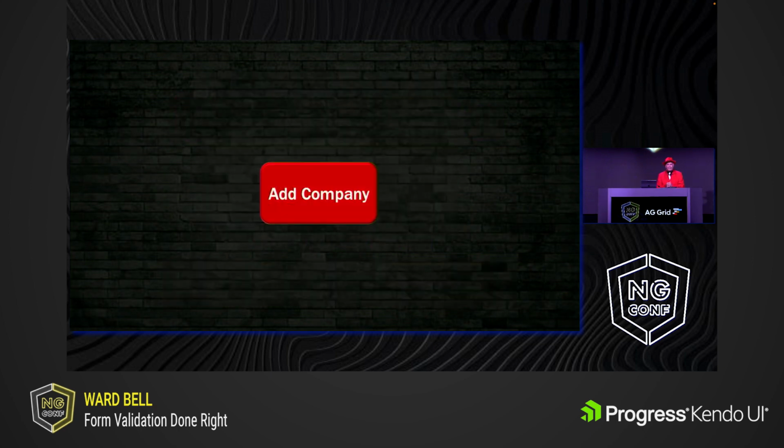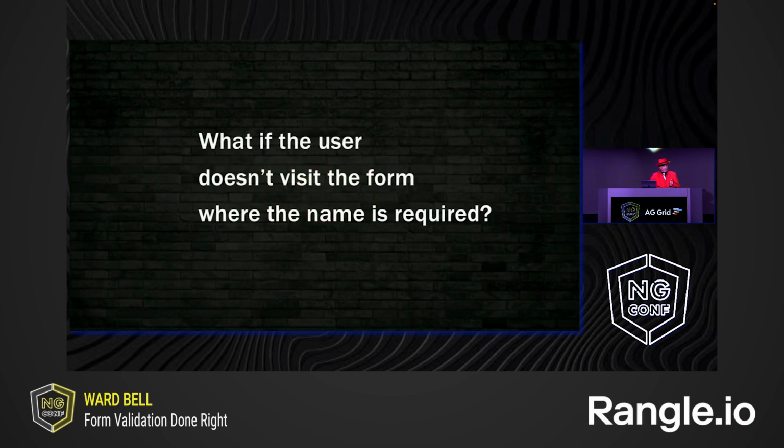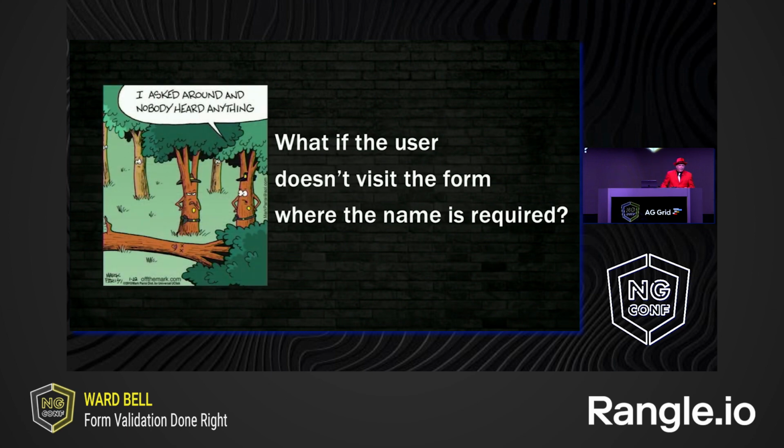I just showed it to you, but you've got an add company button, and you press that button, and it takes you someplace. And what if the name of the company is not on the form where you happen to go? Do you know whether that's valid or not? Is that valid? How do you know that the whole thing is not valid because there's no legal name there? If you don't visit the form, all right, you don't know about it. A tree fell in the forest and you don't know.